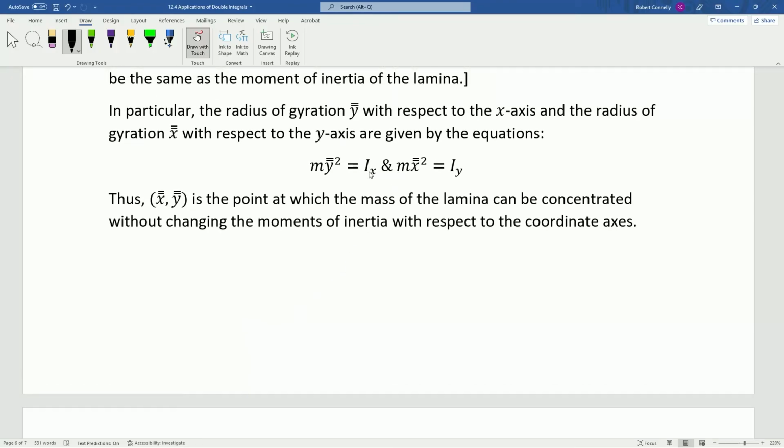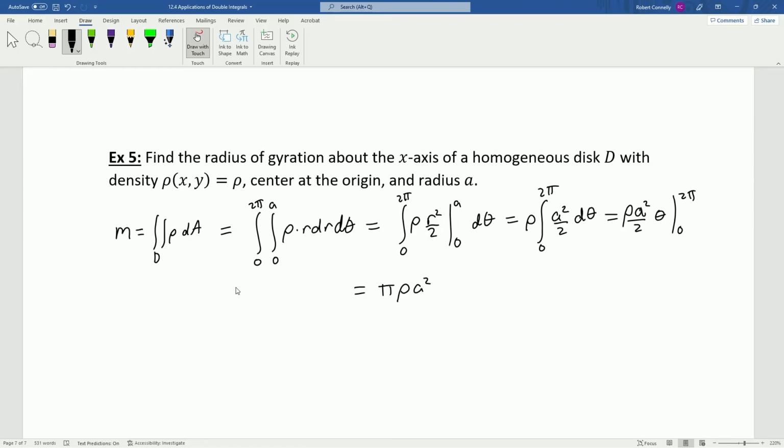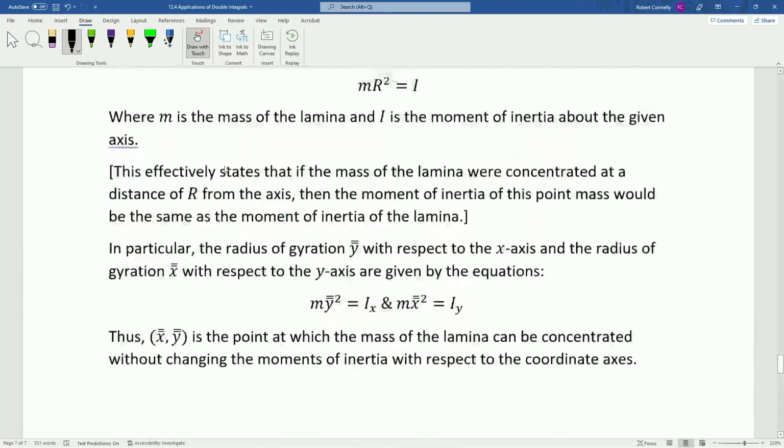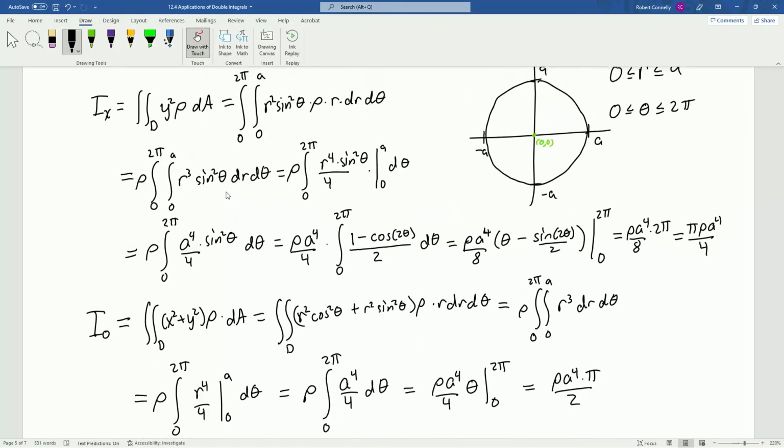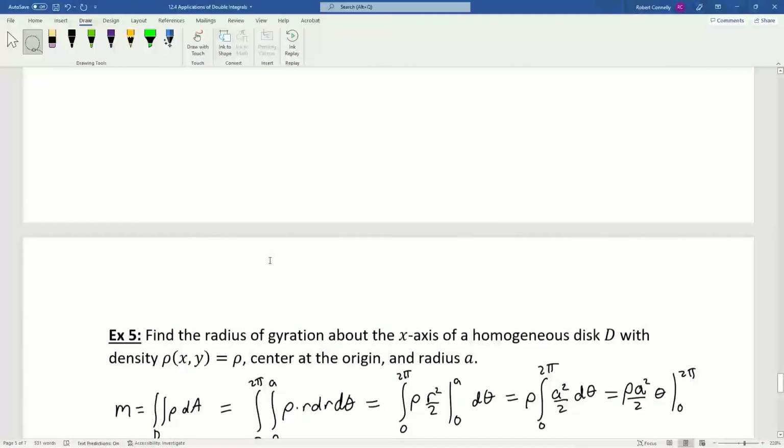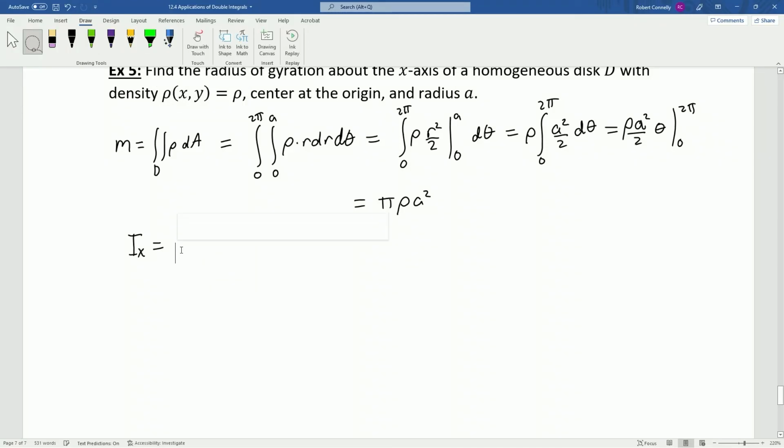What else do we need to know? We need to know the moment about the x-axis and the moment about the y-axis. But that's okay because we already did that, right? So what's our moment about the x-axis? We'll just copy this: pi times rho times a to the 4th over 4. So what does this tell us? Well, we know that the mass times y double bar squared is equal to this moment of inertia. That implies pi times rho a squared times y double bar squared equals pi times rho a to the 4th over 4.